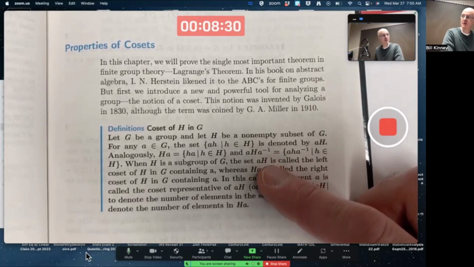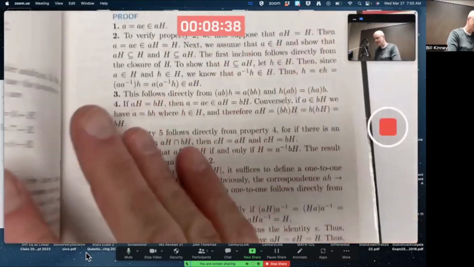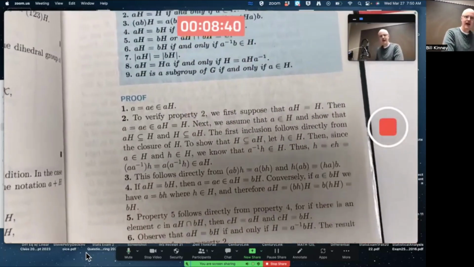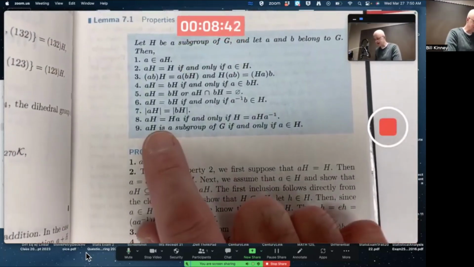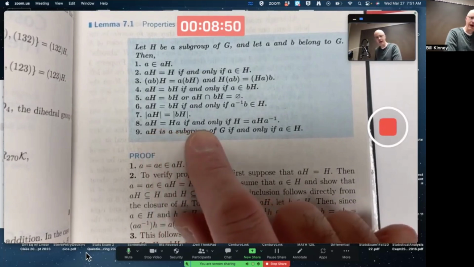Remember, when H is normal, this is going to be a subset of H. In fact, it'll equal H, and that's one of the properties that we have here related to normality. This lemma, I don't know if you went back to look at this since we've talked about normal subgroups, but property 8 is related to normality.